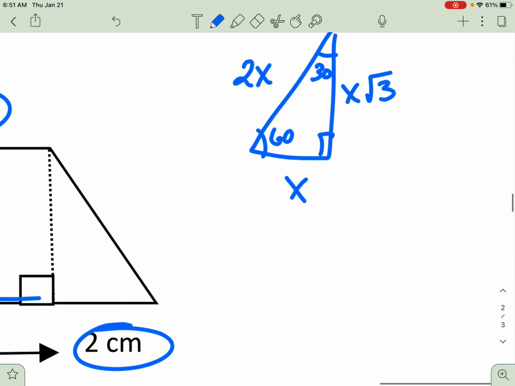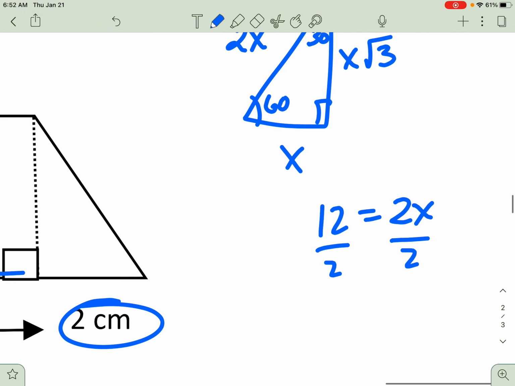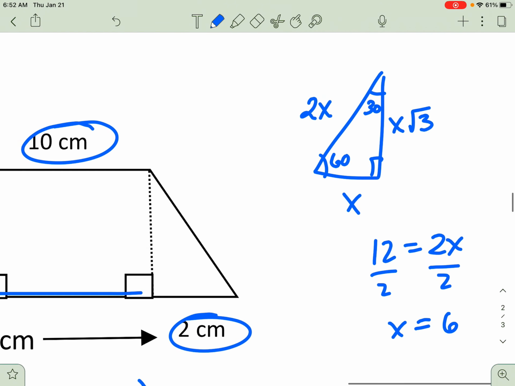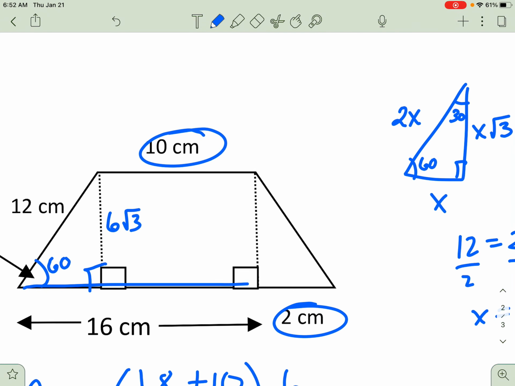So in this case, the hypotenuse is actually 12, right? So 12 is equal to the 2x part of the 30, 60, 90 triangle. Well, I can solve that. Divide by 2 tells me that x equals 6. So this height is going to be 6 radical 3.